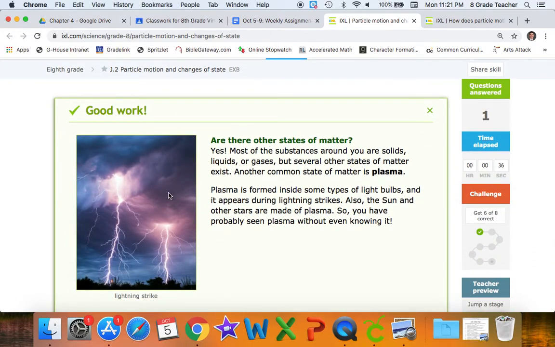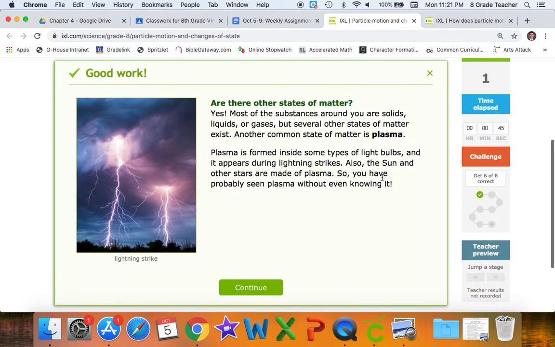There's another state of matter that we learned about, and that's plasma. Plasma is found in all different parts of the universe, but it's not one we're going to focus on and study as much because it's not prevalently found on Earth.